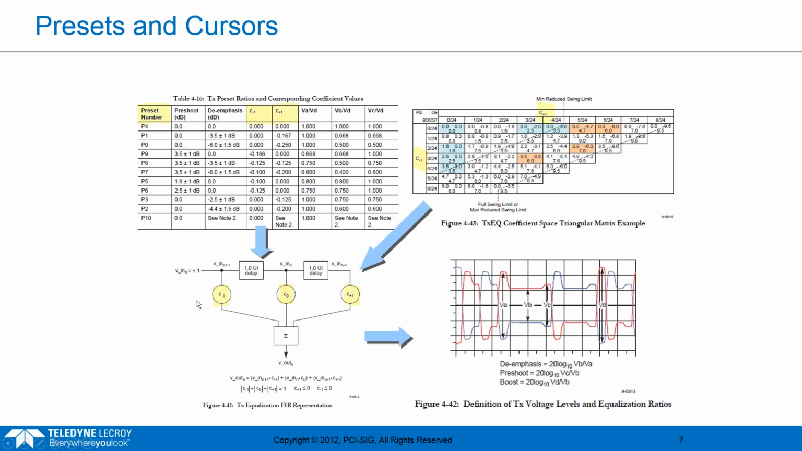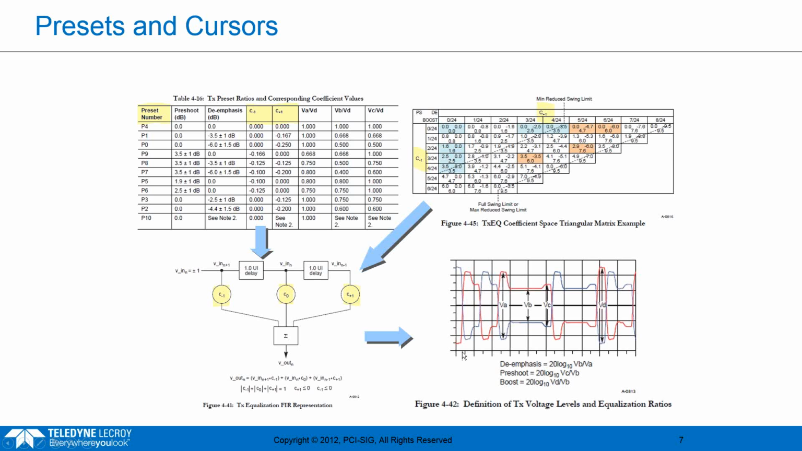So for PCIe, these 3 taps are typically referred to as cursors. And the value that these cursors are set to is the cursor coefficients. And so it's by setting specific cursor coefficients here that we actually create the de-emphasis and pre-shoot, which is our transmit equalization.